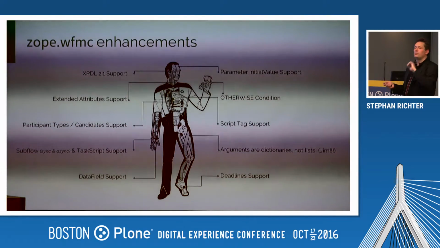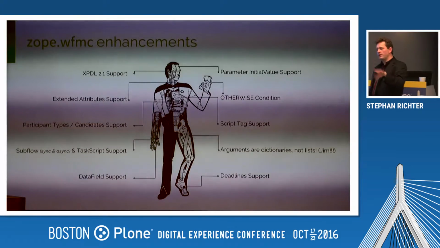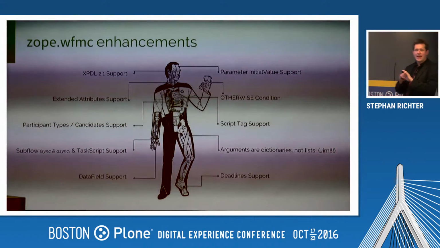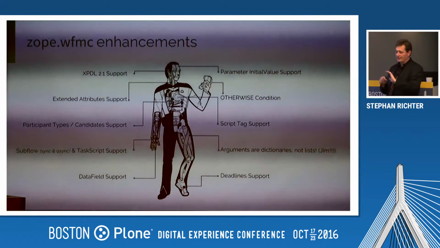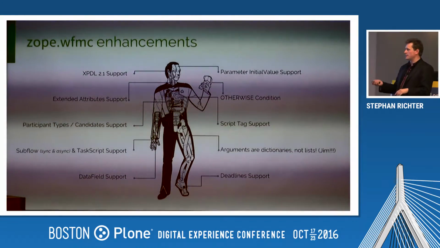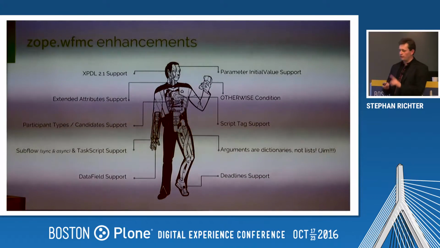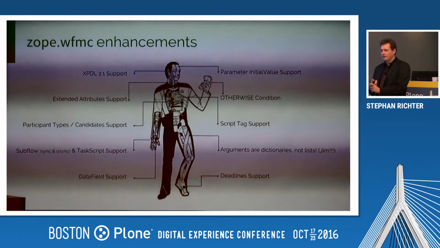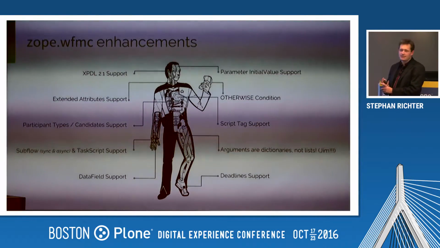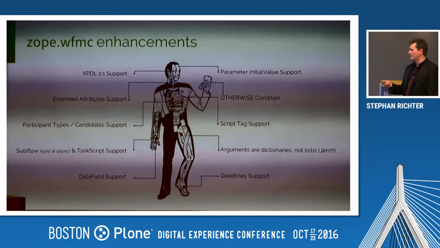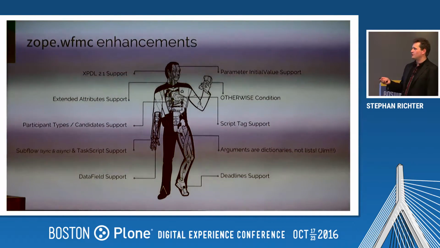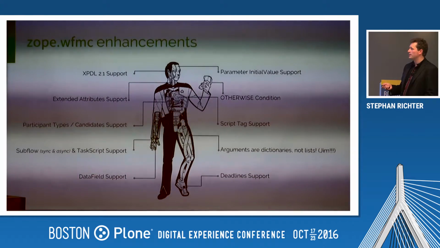So XPDL 2.1; the original one only supported XPDL 1.0. We added extended attributes. So to any activity, to any process, to any participant, you can put any amount of metadata, and in fact entire XML substructures called extended attributes. And that wasn't implemented. We use that heavily to hint the UI, to hint, as you will see, the simulations and the testing, and many other things. So this is basically our crutch to do a lot of the automation.